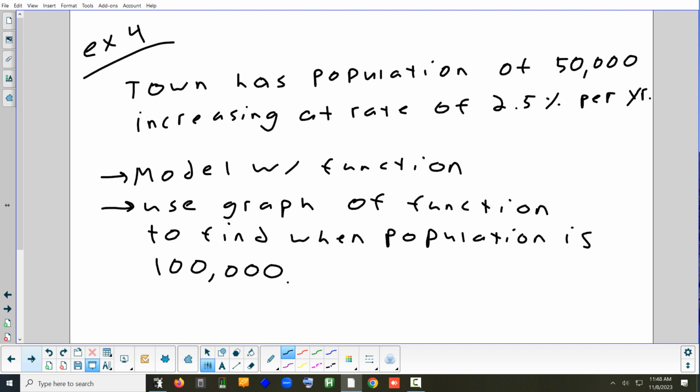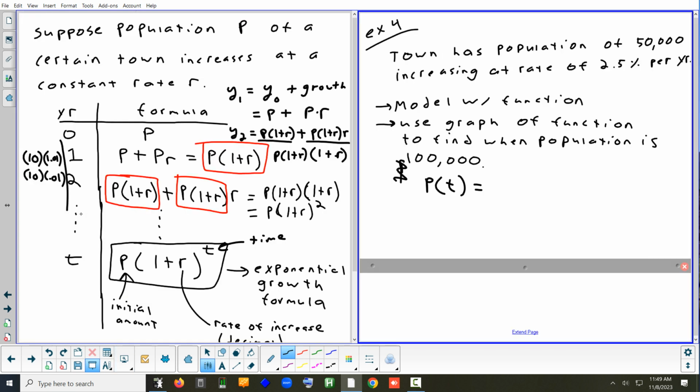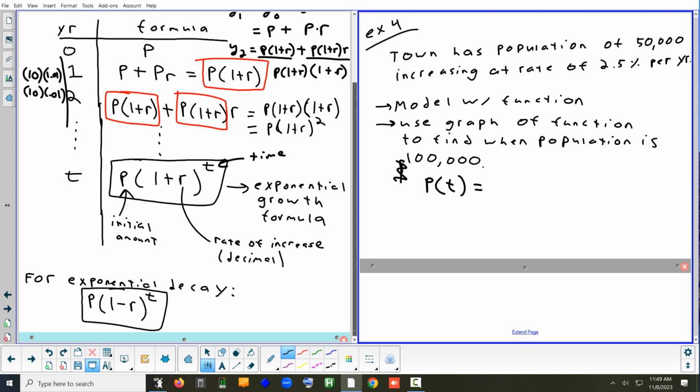So we have a town with a population of 50,000 people going up 2.5% every year. First thing I want to do is write a function that gives me the population in terms of the time. All right. So what's the first thing that we need when we're writing an exponential growth formula? All variables. Okay, what's the first one that we need as we go left to right? The principal, the initial amount. Yeah. So what's the initial amount? 50,000. Yep. So this population is 50,000.